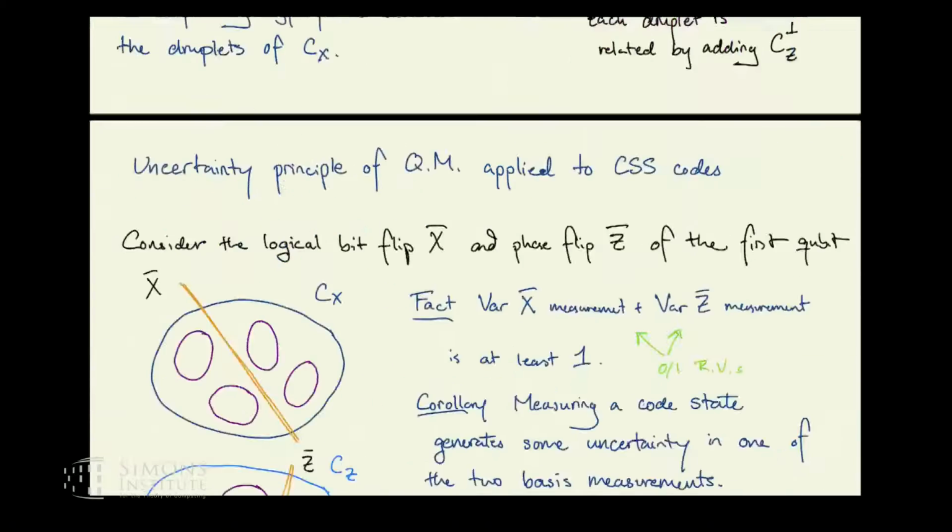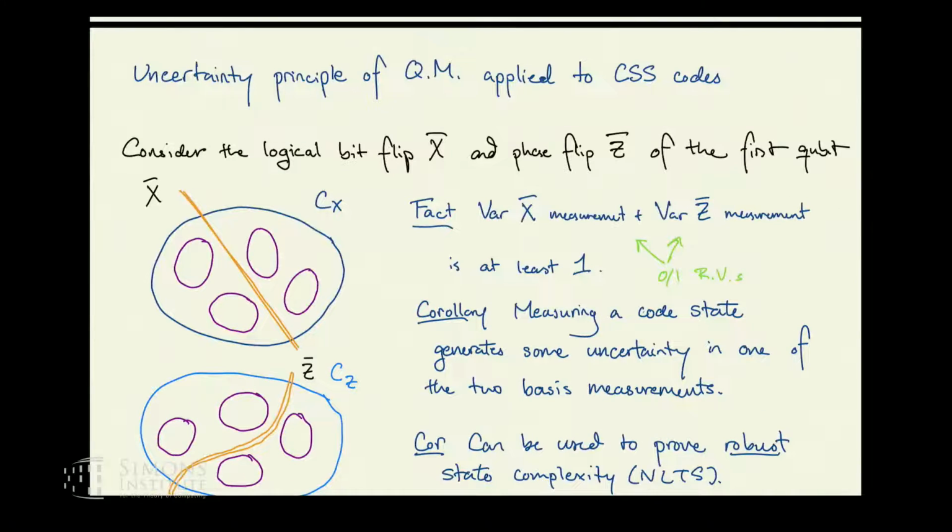And what you're going to see is that this lets you use a very nice uncertainty principle of quantum mechanics, which is you can take the logical bit flip and the phase flip for the first qubit of the code. The nice thing about CSS codes is that logical bit flip is just a tensor product of the X matrix on some of the qubits, and the phase flip is the tensor product of Z on some of the qubits. And if you consider those two matrices, they have to anti-commute because they're the logical operators for that first qubit.